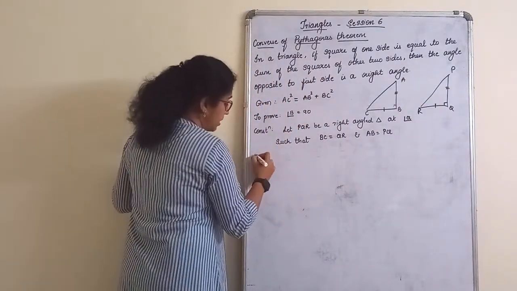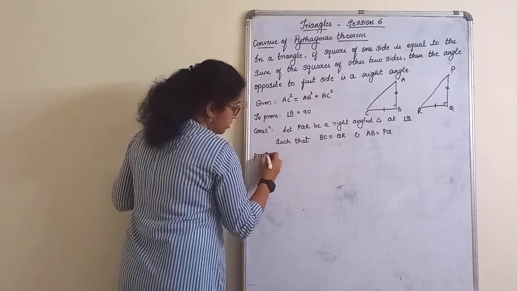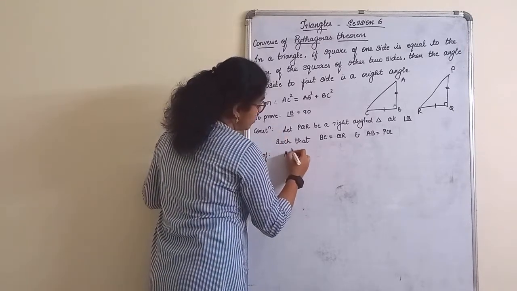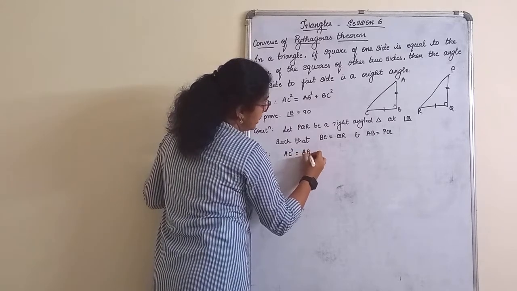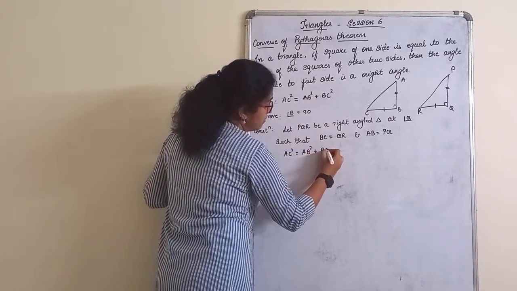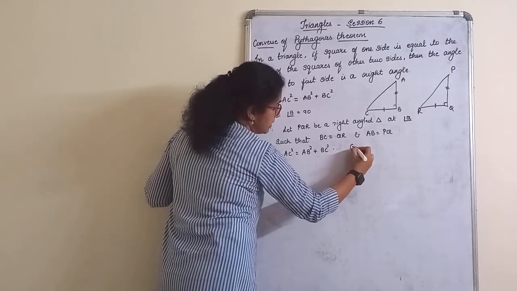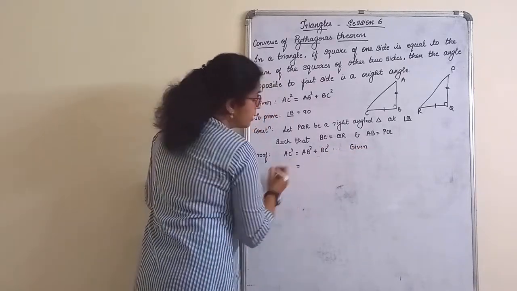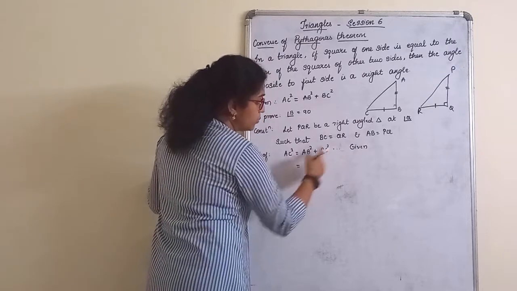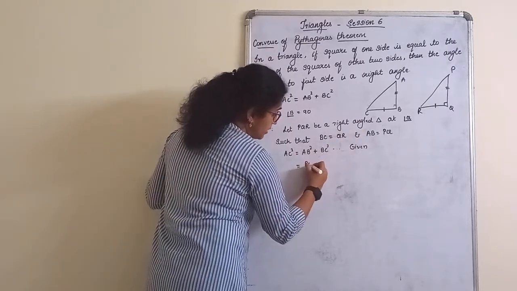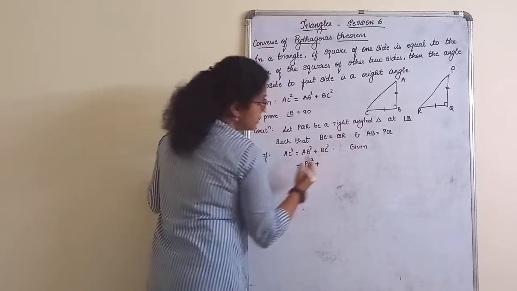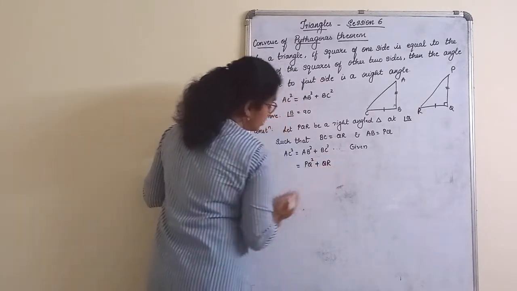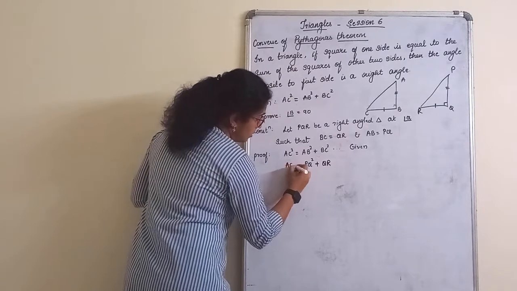Let's start with the proof. First of all I will write that AC square is equal to AB square plus BC square. Reason: given. Keep this as it is. What is AB equal to? AB is equal to PQ, PQ square plus. What is BC equal to? BC is equal to QR. That is equal to AC square.